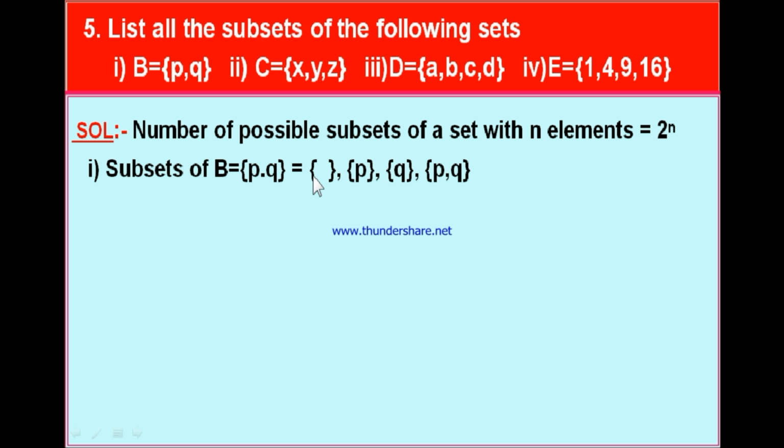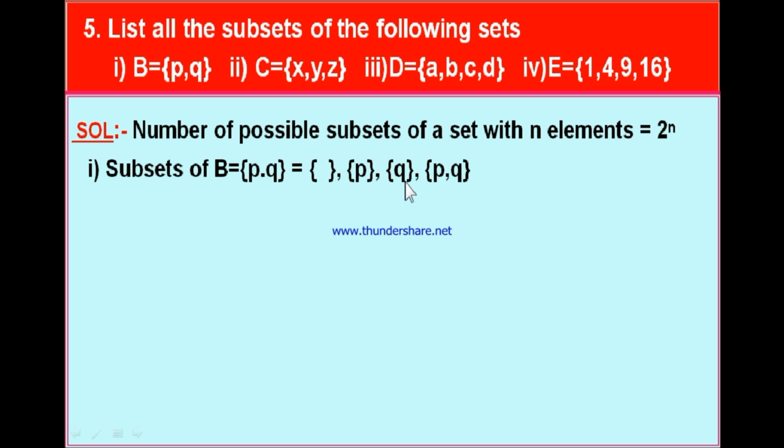Here, empty set, set P, set Q and set PQ. These are the four different sets which are subsets of B. This is an empty set. Empty set is always a subset of any set. In set P, the element is P. Since all elements of this set are also elements of B, this is a subset of B.